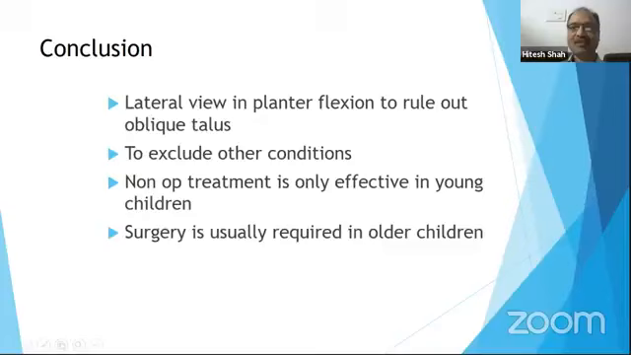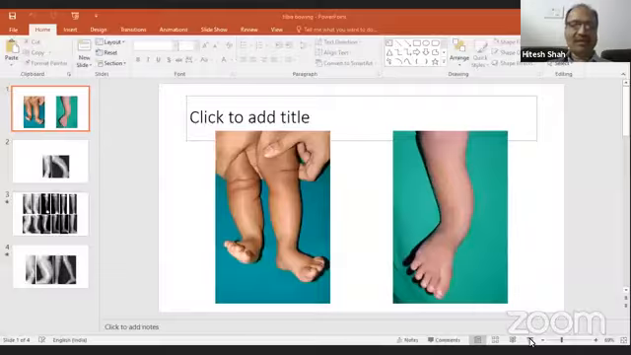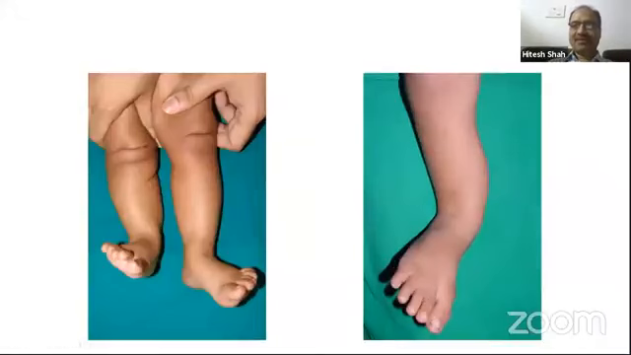I think I can move on to another case. We'll have a simple case. I have not prepared a lecture, but just a case, so you can have spotters. On the left side, the photo screen is visible. The PowerPoint. Yes, sir.